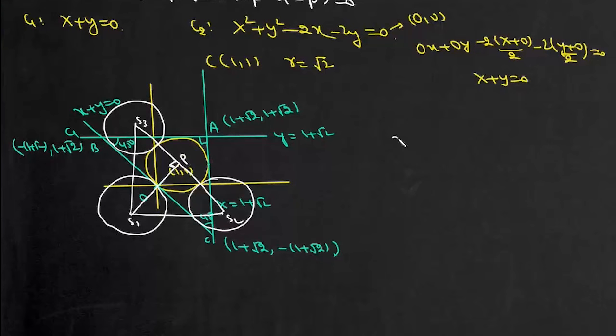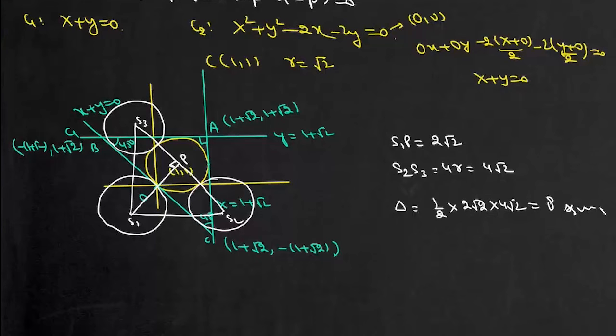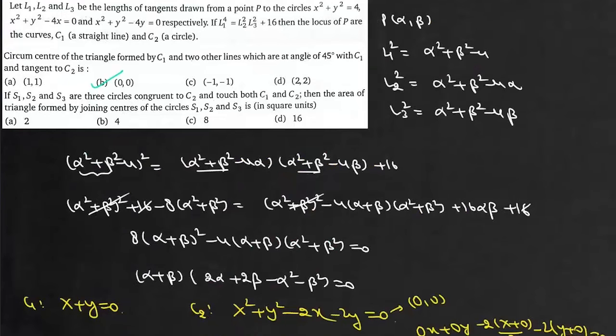Then we know that S1P is 2R and radius of both the circles is root 2. So there will be 2 root 2, and S2S3 is 4R, which is 4 root 2. Then area of this triangle will be 1 by 2 into 2 root 2 into 4 root 2, which is simply 8 square units. So area of this triangle is 8 square units, and that's your option C.